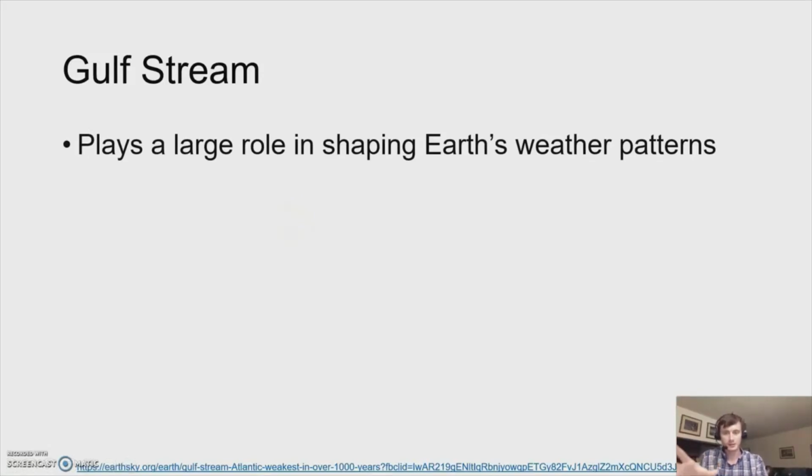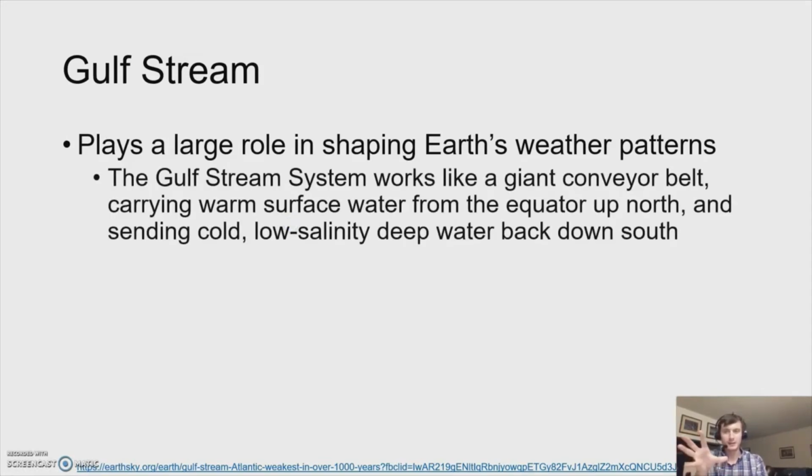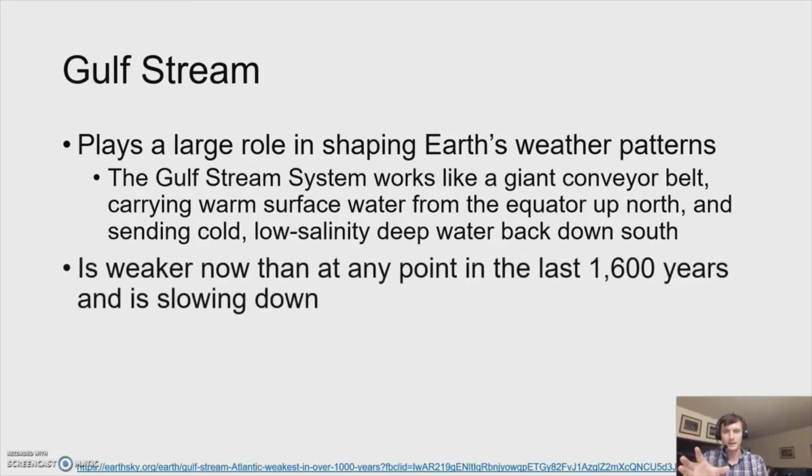Talk about the Gulf Stream. So this is very, very important. We're talking about the Gulf Stream system that works like a heat conveyor belt, moving warmer surface water from tropical areas, like the Bahamas, up north, and then sending colder water back down south. Now, this is something which is changing within our lifetimes.